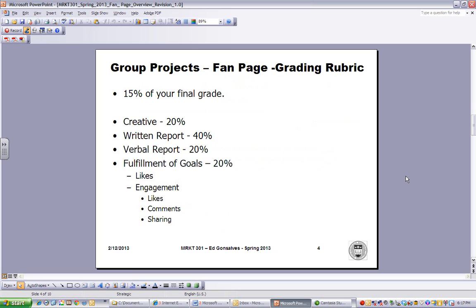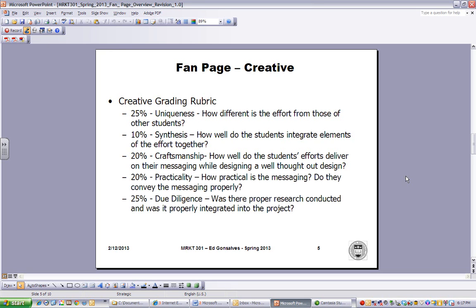20% of it is creative. There's 40% that's graded towards your written report, 20% to a verbal report, which we'll talk about the mechanics of later. And then 20% is the fulfillment of your goals, which you establish before the fan page goes live. One is likes, and the other is engagement, which is a combination of likes, comments, and how many people share your fan page.